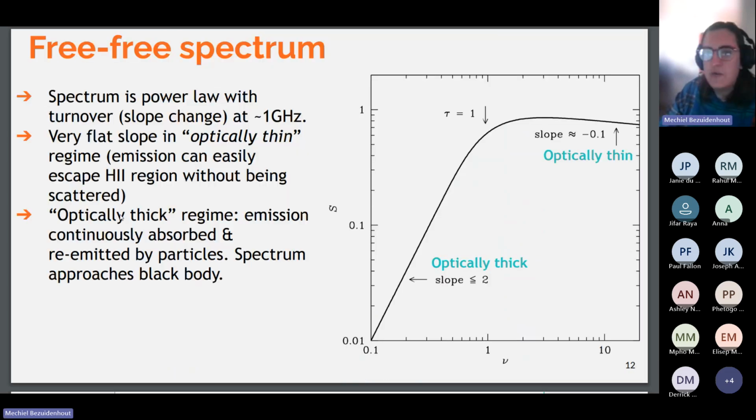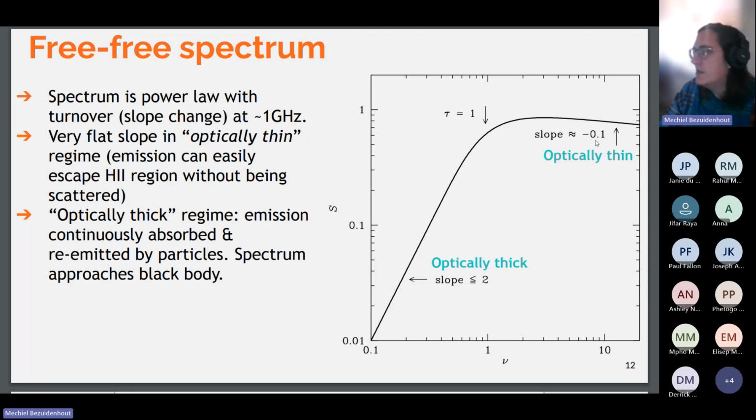This is what the spectrum of free-free emission looks like on the right. It's a power law, meaning that it's a straight line on a log-log scale, but it is a power law that has a turnover. So the slope of the power law changes at about 1 gigahertz. If we look at high frequencies above 1 gigahertz, the slope is about negative 0.1. So it's very flat. And we call this the optically thin regime because that is the regime where emitted photons can easily escape the H2 region without being scattered.